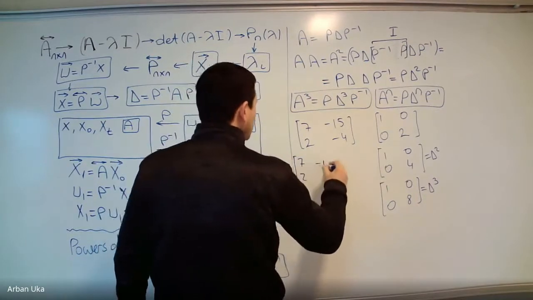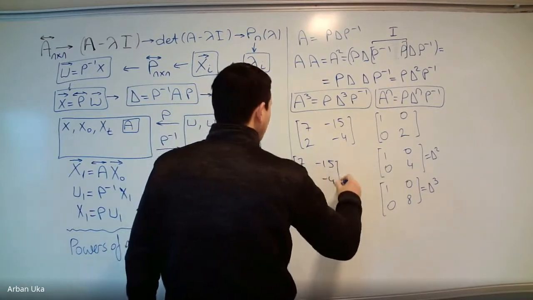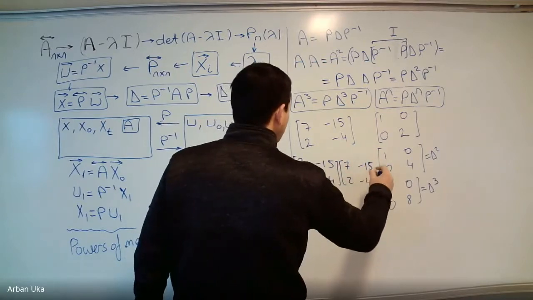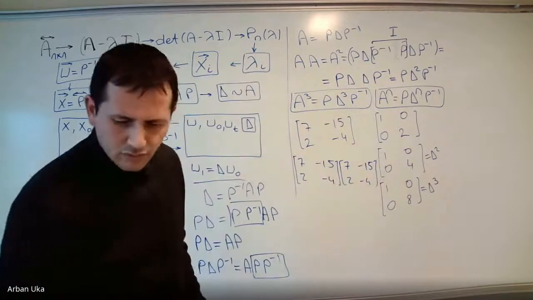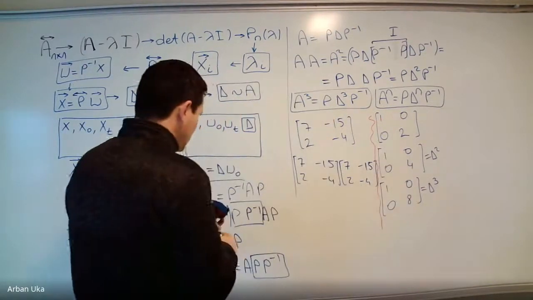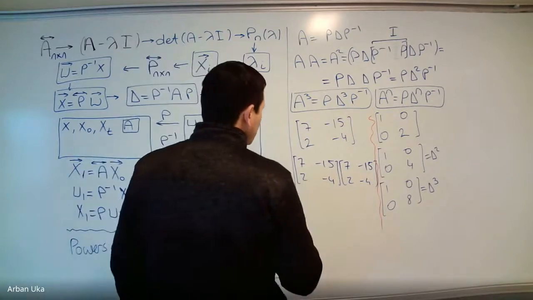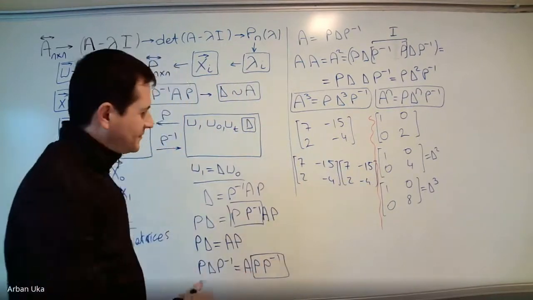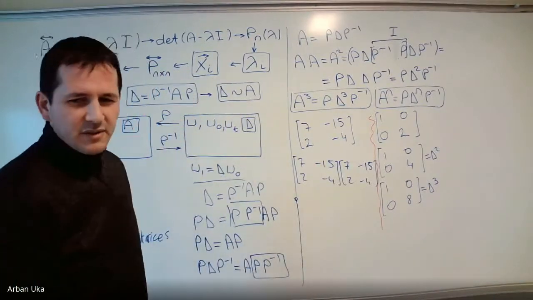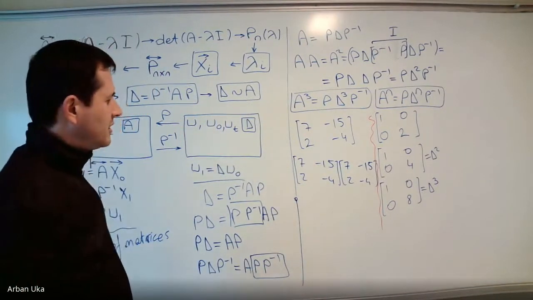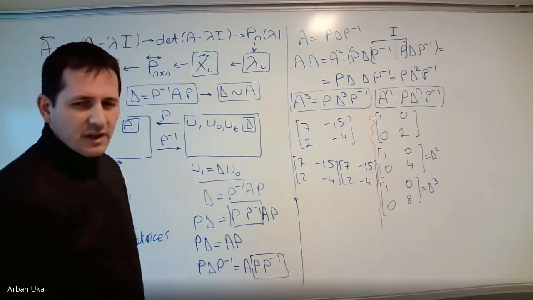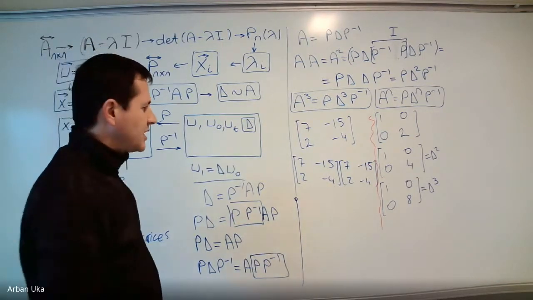7, 2, minus 15, minus 4, and here we get 7, 2, minus 15, minus 4. Let's multiply these two together, and we can. So let's separate this one like this. 7 times 7, what is 7 times 7?